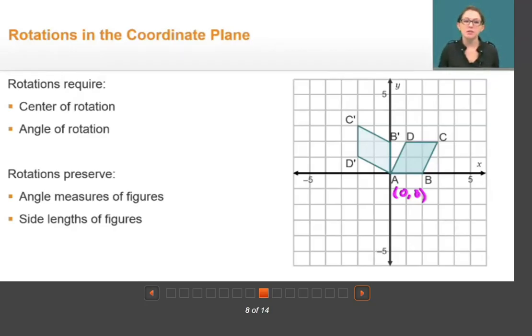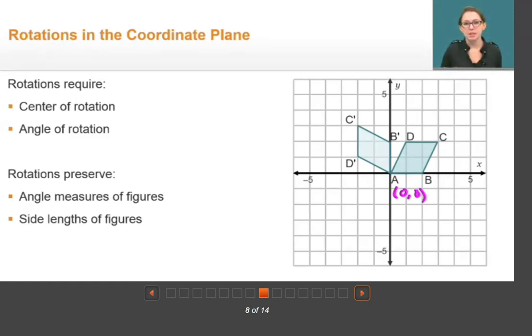If we rotate this parallelogram 90 degrees about the point A, we will produce parallelogram A, B prime, C prime, D prime. Now, since the center of rotation is at the vertex A, A prime would have the same position. Since the center of rotation doesn't move, we can call the parallelogram A, B prime, C prime, D prime. Let's take a closer look at this rotation.